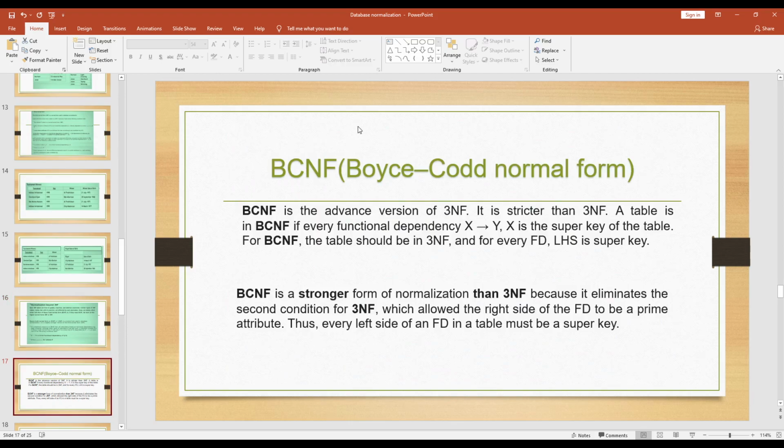BCNF, or Boyce-Codd normal form. BCNF is the advanced version of third normal form. It is stricter than third normal form. A table is in BCNF if for every functional dependency X determines Y, X is the superkey of the table. For BCNF, the table should be in third normal form, and for every FD, the LHS is a superkey.